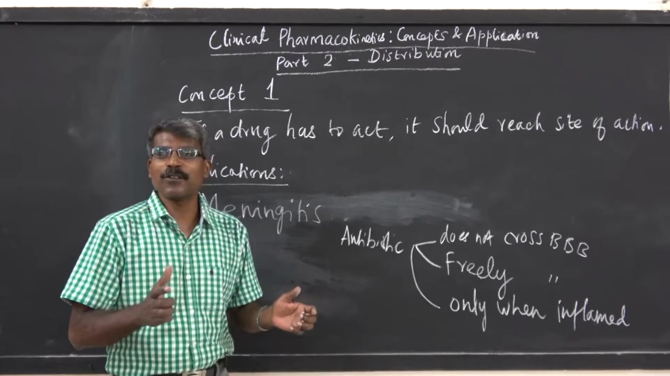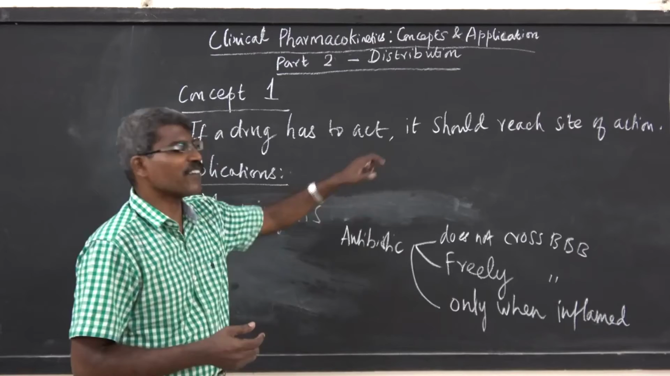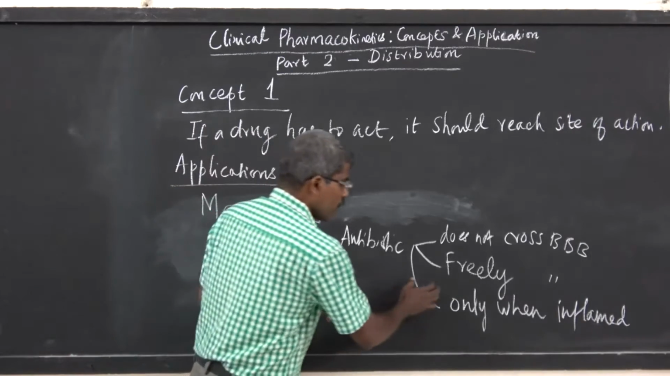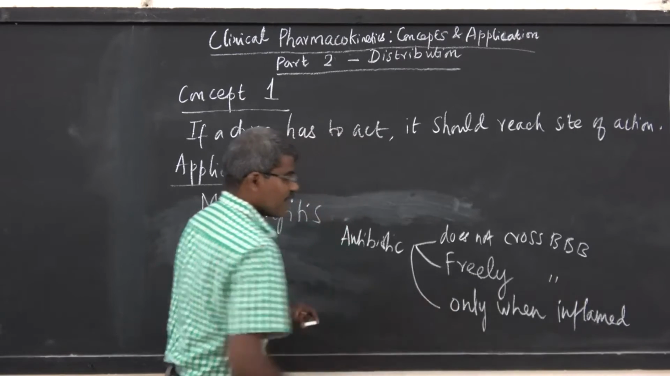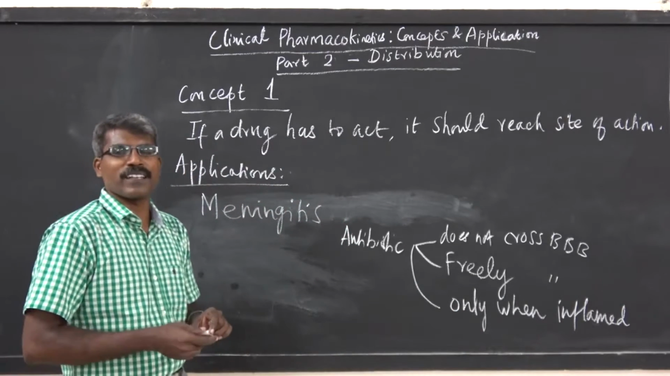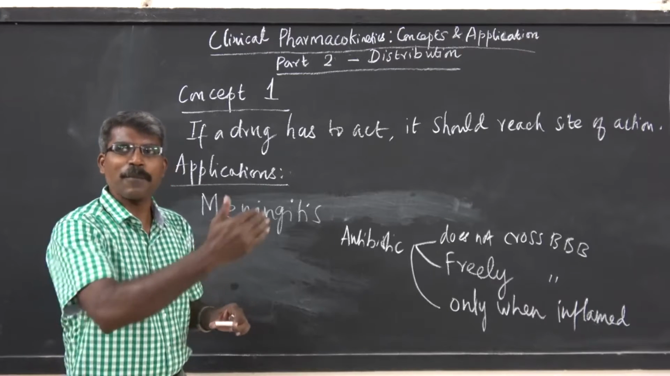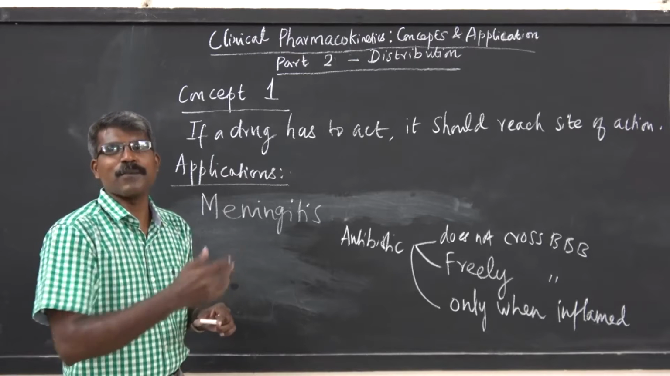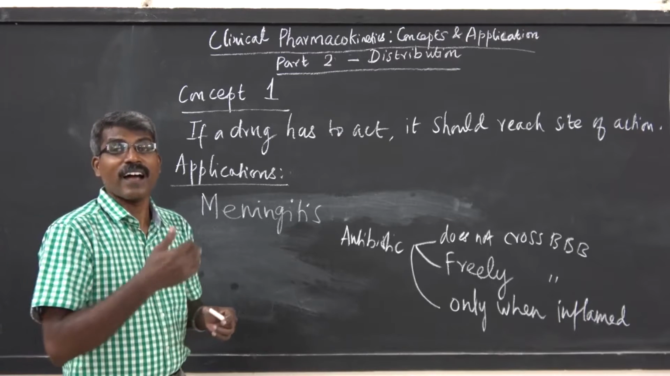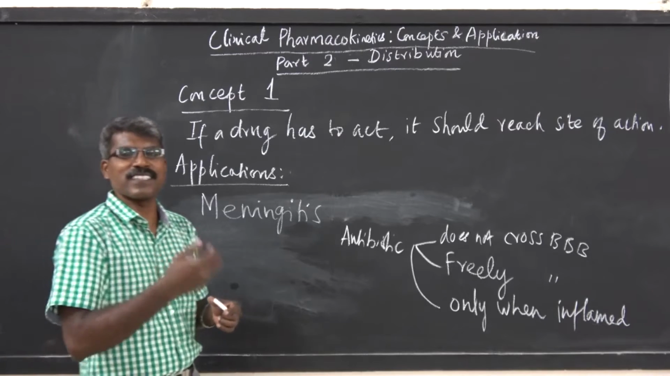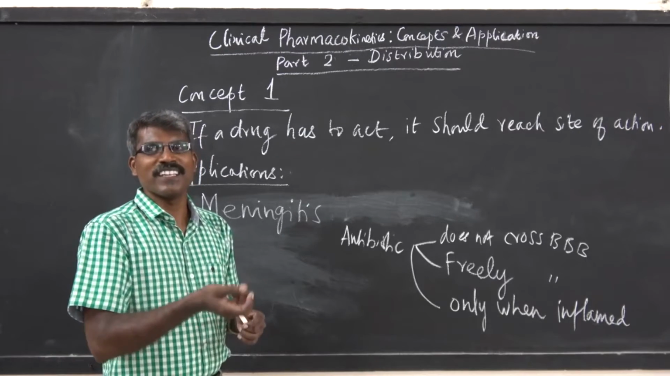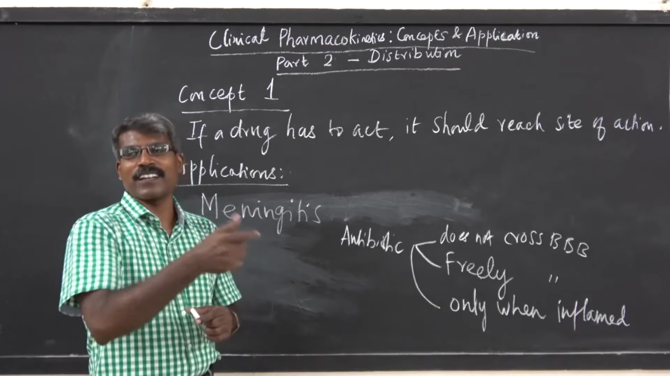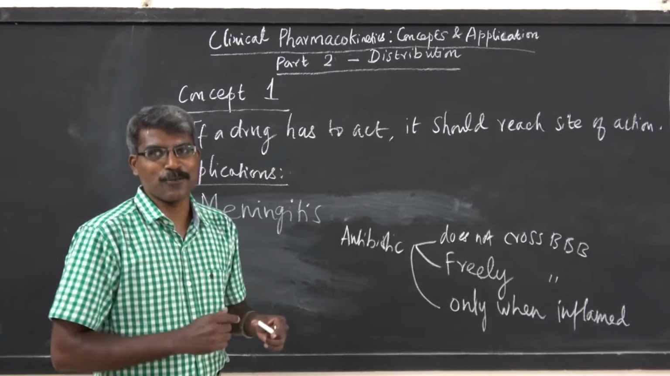Now let's look into it more carefully and see how this very simple concept is applied in different situations. What happens when you select a drug which crosses only when the blood-brain barrier is inflamed? In the initial part, the drug goes very well into the meninges, crosses the meninges, goes into the CNS. And as the days go, as the disease starts getting cured, the inflammation also reduces. Now, what happens? The permeability of the drug into the CNS gets reduced.